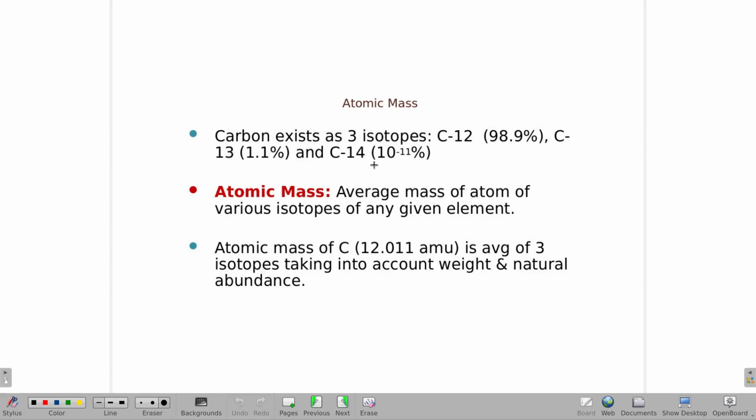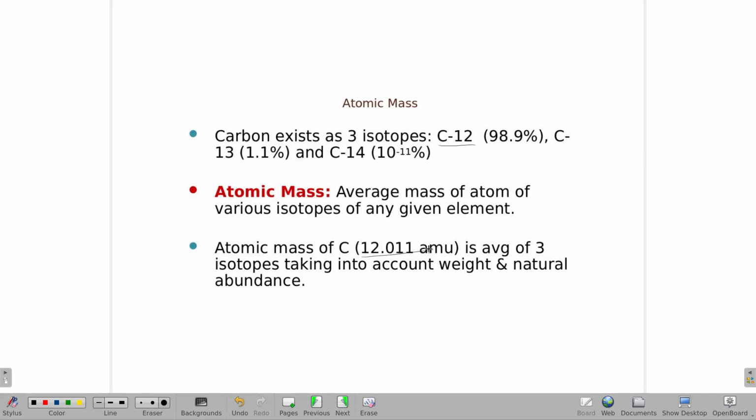Alright, but when I look on the periodic table, I don't see carbon-12, carbon-13, carbon-14. It doesn't say anything at all about these isotopes. It gives the atomic mass, which is an average. And really what they did, they figured out the exact mass of that carbon-12 and multiplied it by its 98%, and the carbon-13 by its 1.1, and the carbon-14 by its 10 to the negative 11th percent, and the average carbon has a mass of around 12.011.